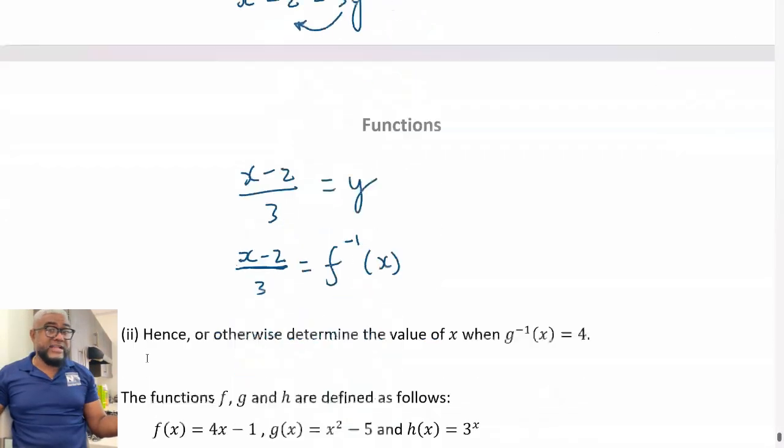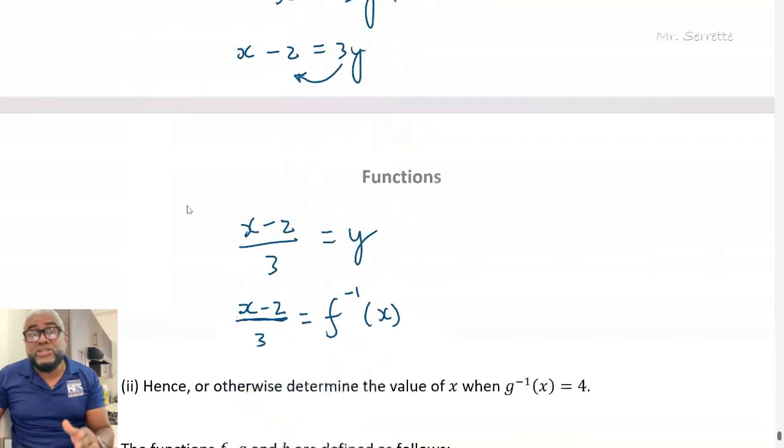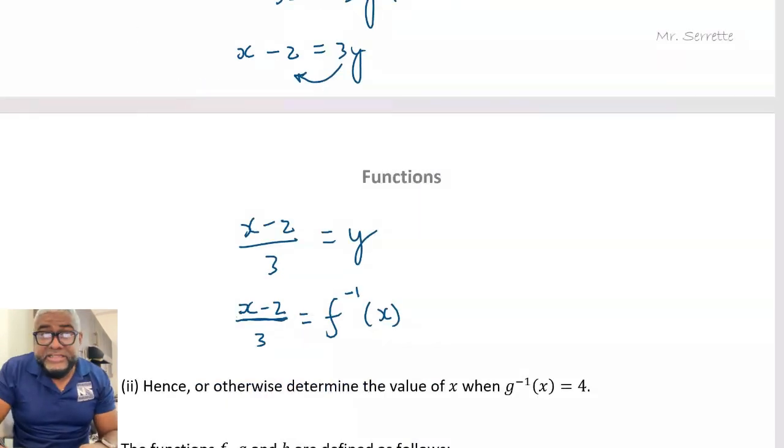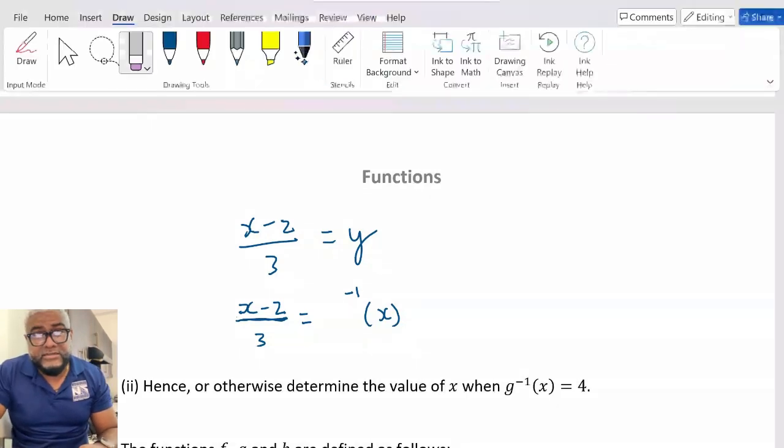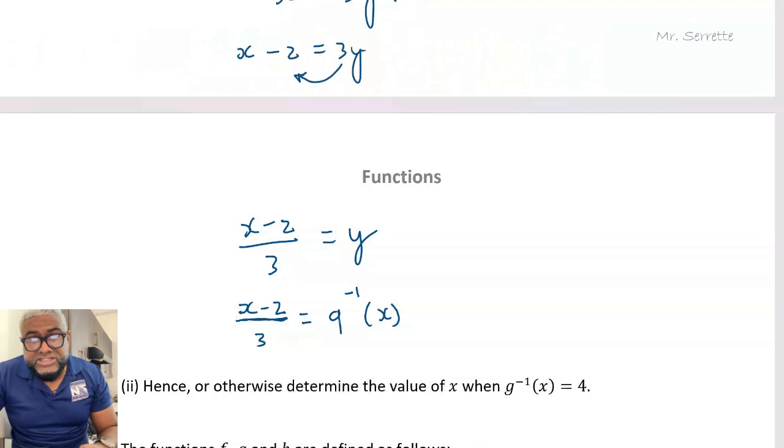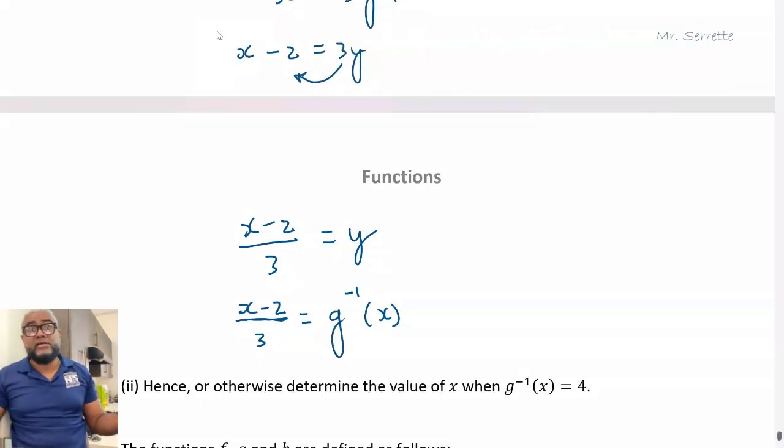So everybody good here? That is the inverse of my function. The term is g, and I put f of x. Changing up the question. So this is g negative 1 of x. Everybody good here? That's my inverse.